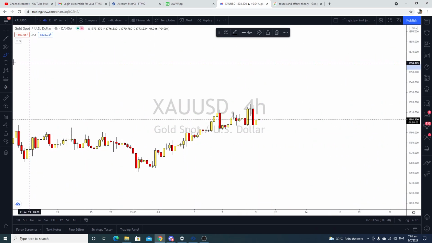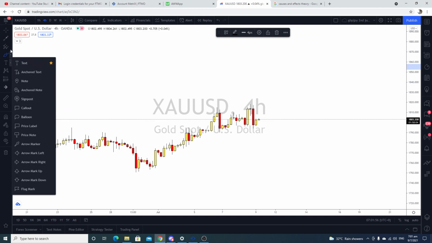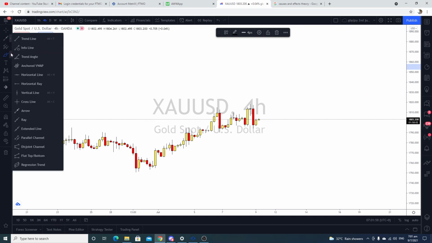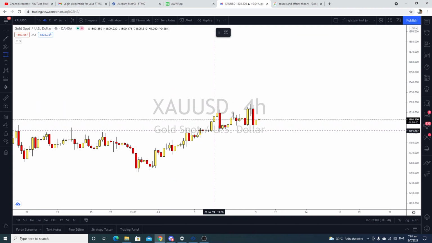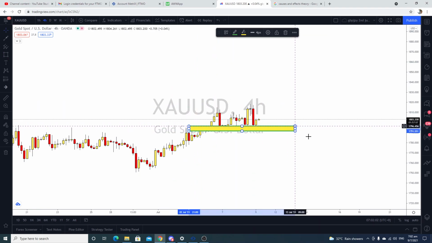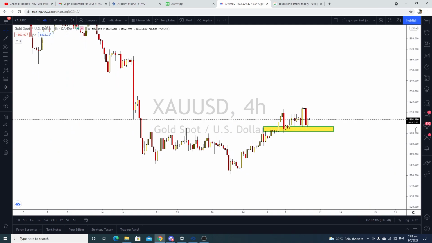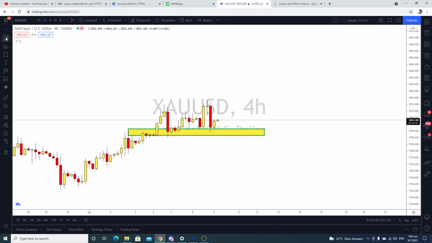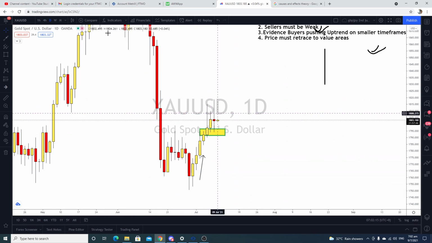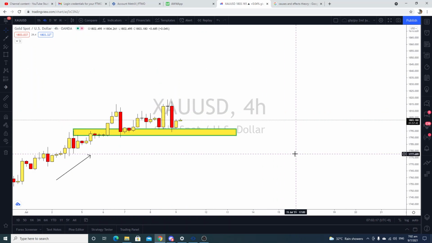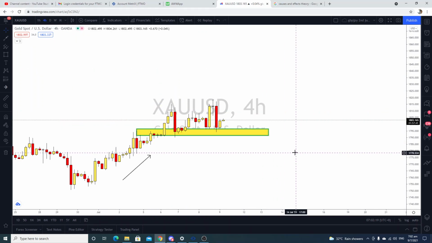In this case, price has retraced back to the demand. In the 4 hour, what are we looking at? Price is still in an uptrend. Demand is not broken. So if you are looking to sell based on this, it doesn't make sense. Okay, your 4 hour is still pushing down.